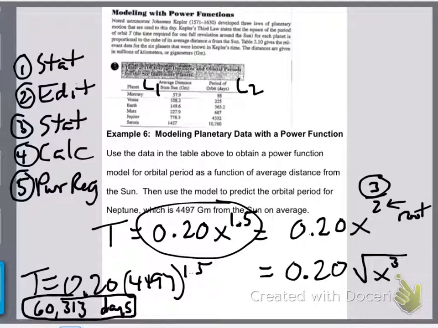Okay? Now, I'd be very interested, guys, for you to convert that to years. And we'll talk about that in class. How many years that is. Okay? Now, remember, this is how long it takes to do one full revolution around the Sun. Just one full revolution. Okay? So it takes 60,313 days for Neptune to revolve around the Sun. Kind of interesting. So that's part 2.